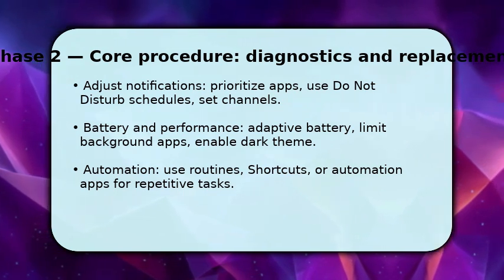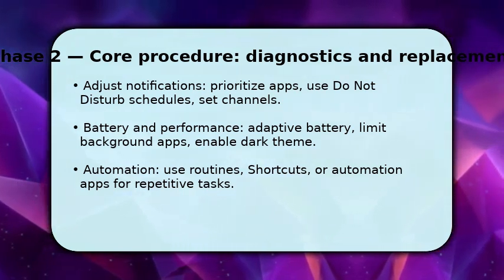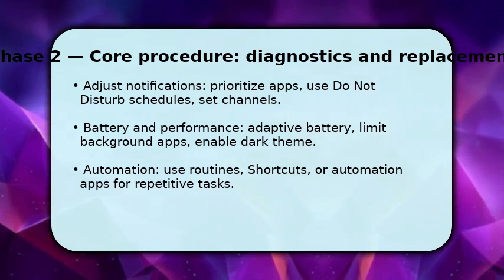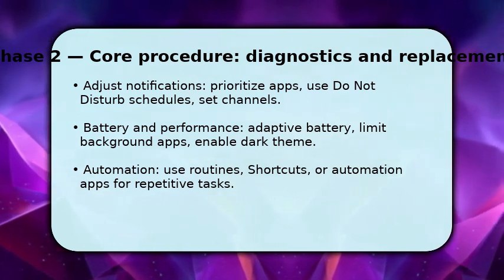After that, set up automation with built-in routines or shortcuts to chain actions. For example, switch to silent and open maps when driving, because repeatability saves time and reduces cognitive load.